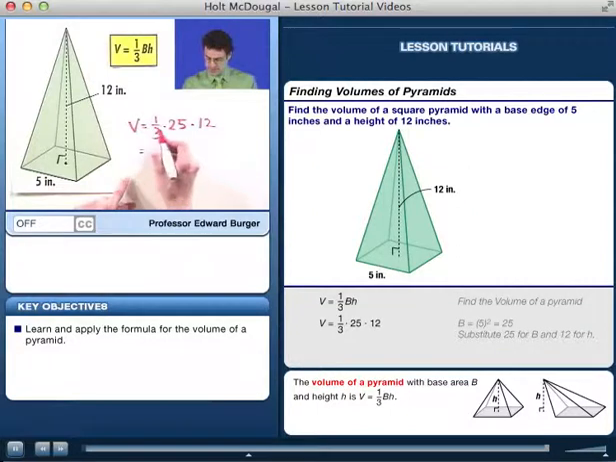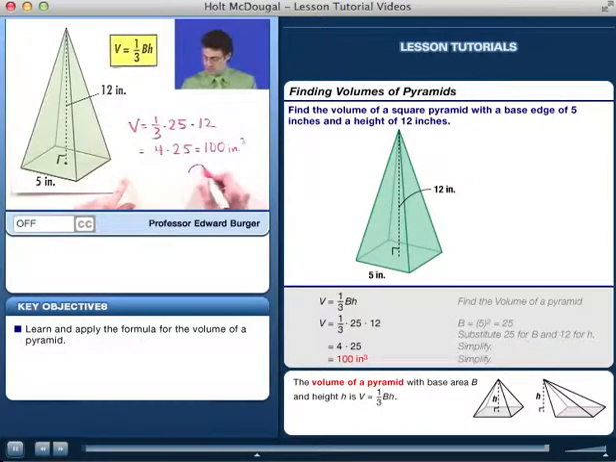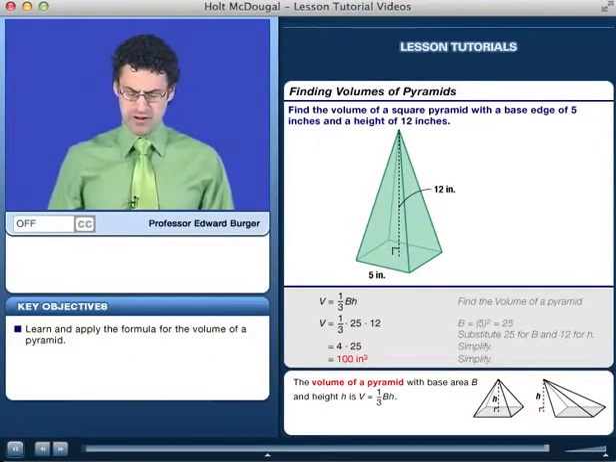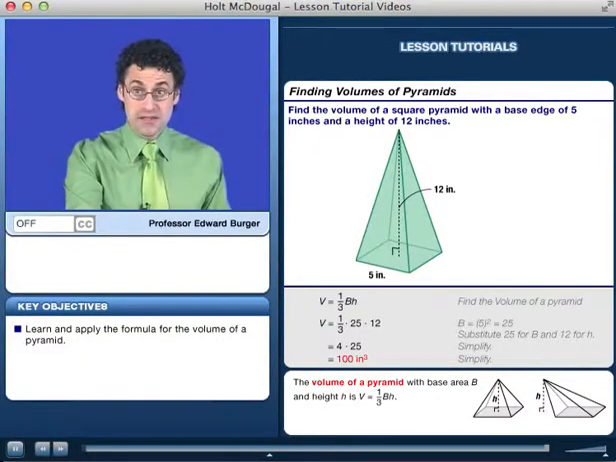And we can simplify this a little bit. I can make this now a 4, and so I see 4 times 25, and so I see 100. And what are my units? They're inches, but they're inches cubed, because this is, after all, volume. So you can see how easy it is to actually find the volumes of pyramids. What am I saying? Prisms. Prisms are easy. Pyramids.